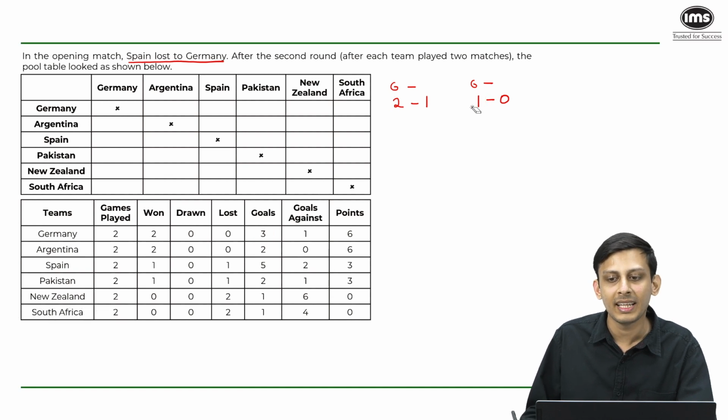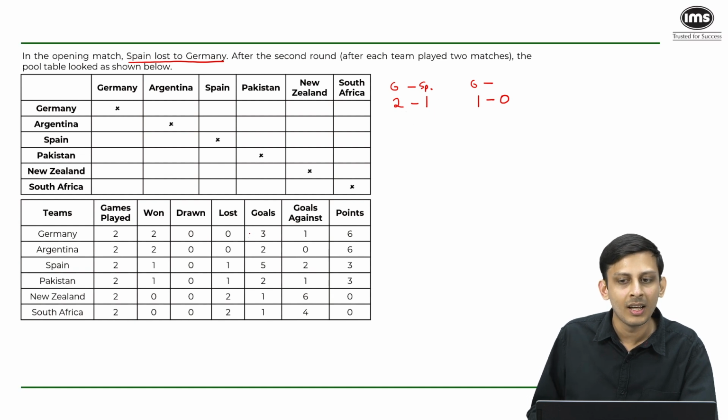Now, if we look at Spain, we know that Spain lost to Germany in its opening match. Now we get 2 cases: either this could have been the match where Spain lost to Germany 2-1, or this could have been the match where Spain lost to Germany 1-0. Now, we'll have to explore both of them. So let's start off with the first case, that this is the match that Spain is playing with Germany. Spain is scoring 1 goal, Germany is scoring 2 goals. So Spain is losing to Germany 1-2.